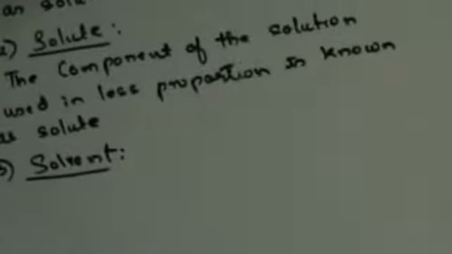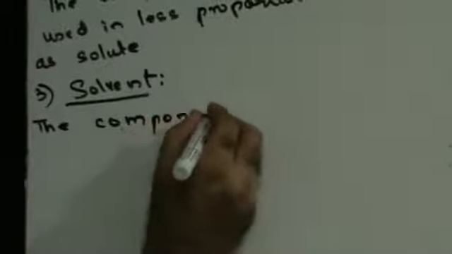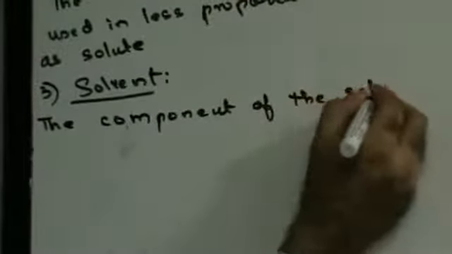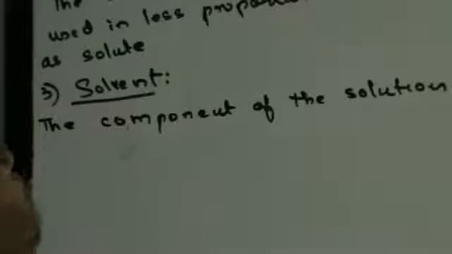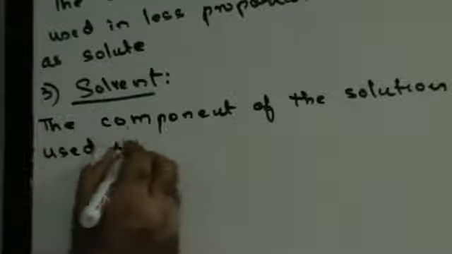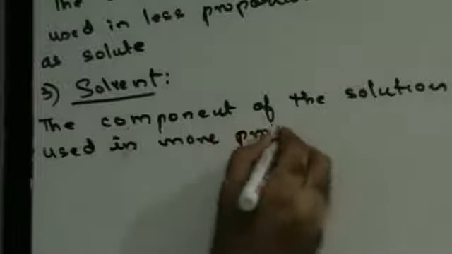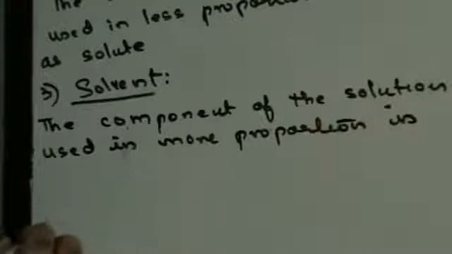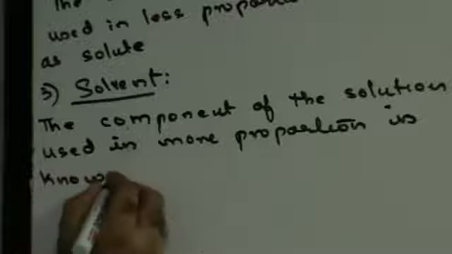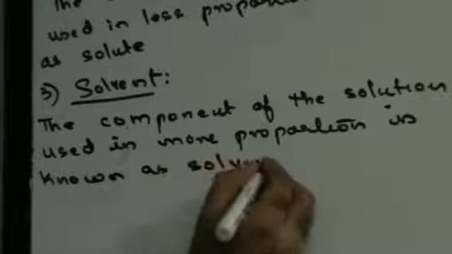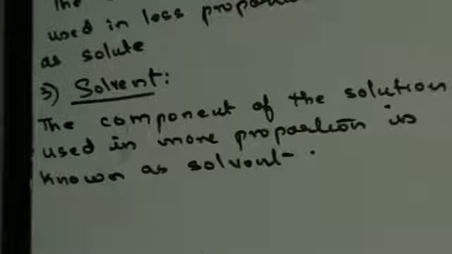Fine, do we get this clearly? Now let's see what is solvent. The example that I have given you is that sugar was the solute and water was the solvent. So the component of the solution, the component of the solution used in more proportion is known as solvent. So you have solution, you have solute, and you have solvent.